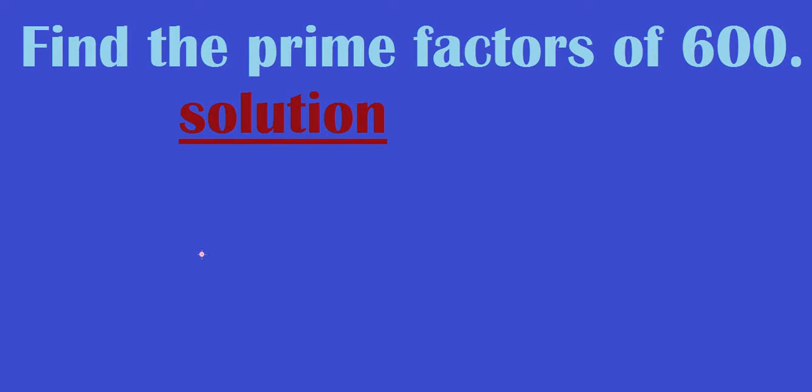The question says find the prime factors of 600. To be able to find the prime factors, we are going to use one of many methods which are present, and this will be the division method. So we are going to write our 600 here. So we start dividing.